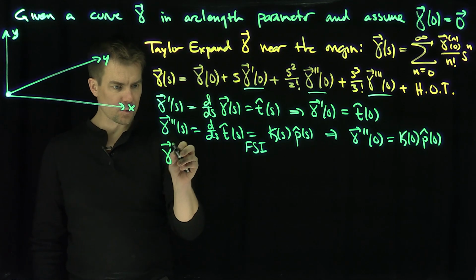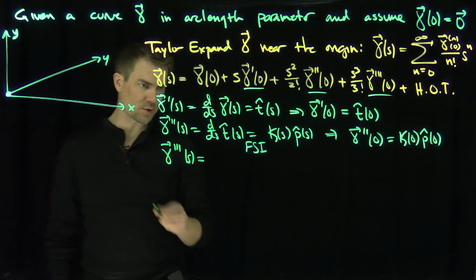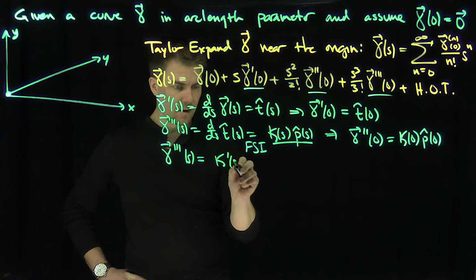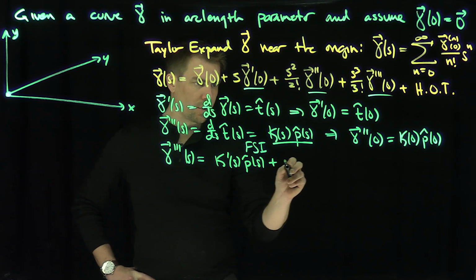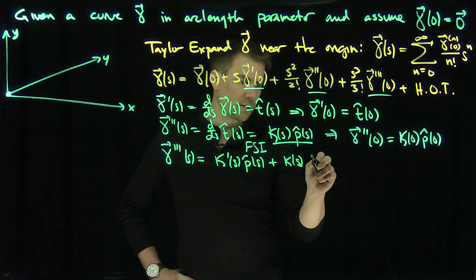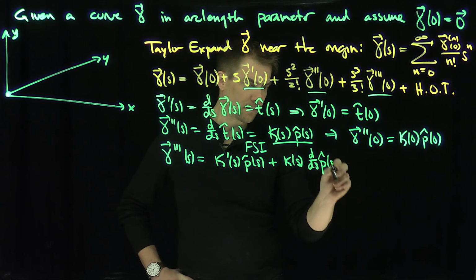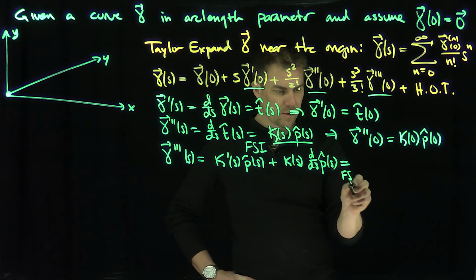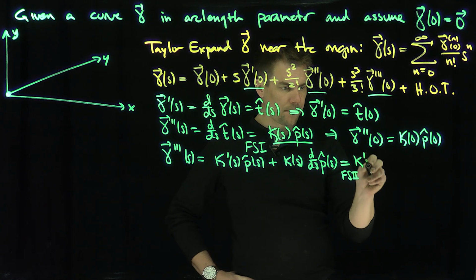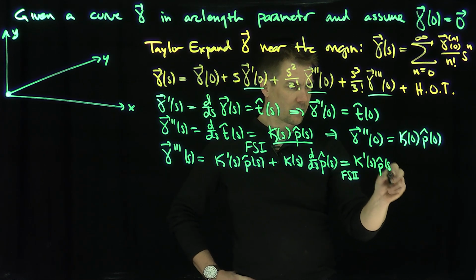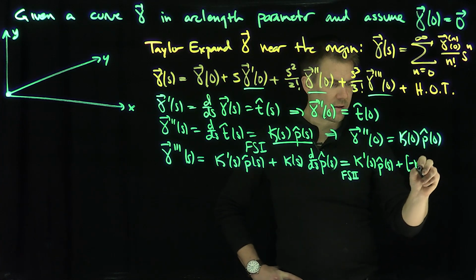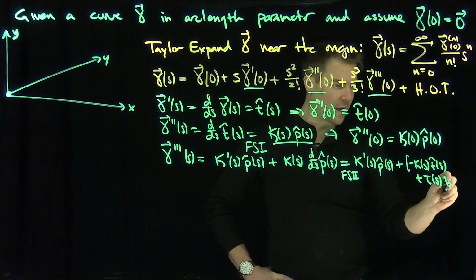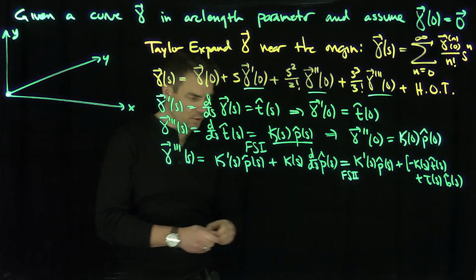So gamma triple prime, this is where it gets interesting. As we saw from our previous study of curves, this is where it gets fun. It's going to be the derivative of this expression over here. So it's going to be kappa prime of s, p hat of s, plus kappa of s, d by ds of p hat of s. And of course, by Frenet-Serret number 2, this is going to be kappa prime of s, p hat of s, plus negative curvature of s, t hat of s, plus torsion of s, b hat of s. So that's the hardest one. Let's summarize that.